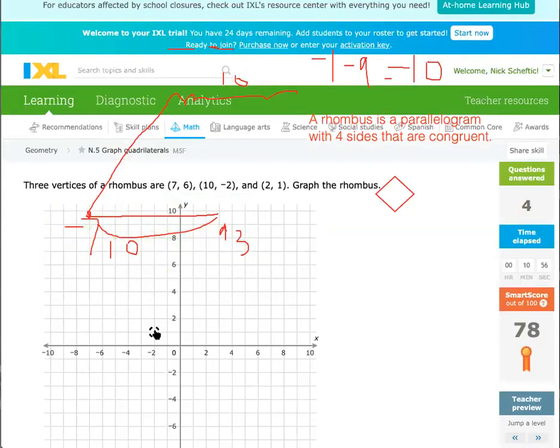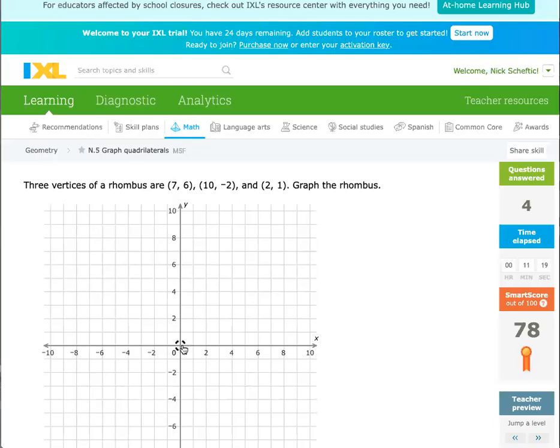All right, let's look at one more. All right, so starting at the origin, I go over 7. I'm going to go up 6. Plot that point. Next one is going to be over 10, down 2, so 10, -2. And then my next point they give us is 2, 1. So it's going to be 2, 1 right there. All right, so now we need to find the last point.